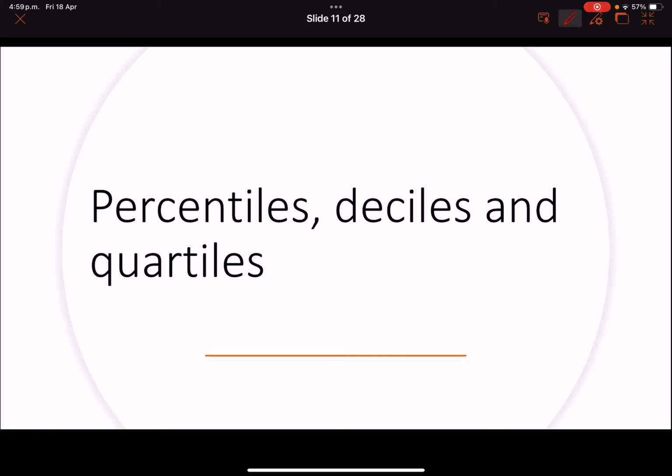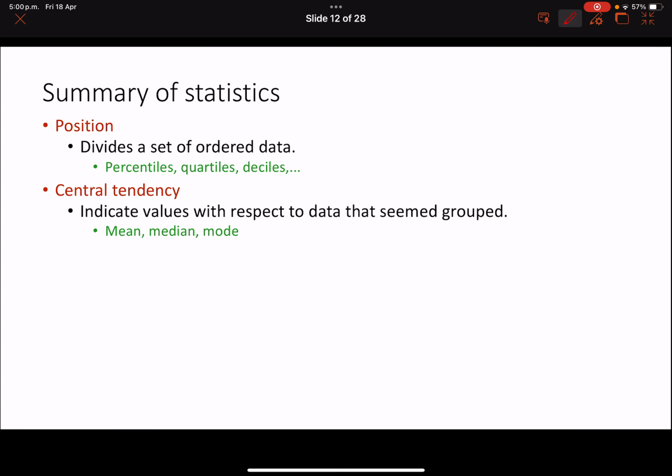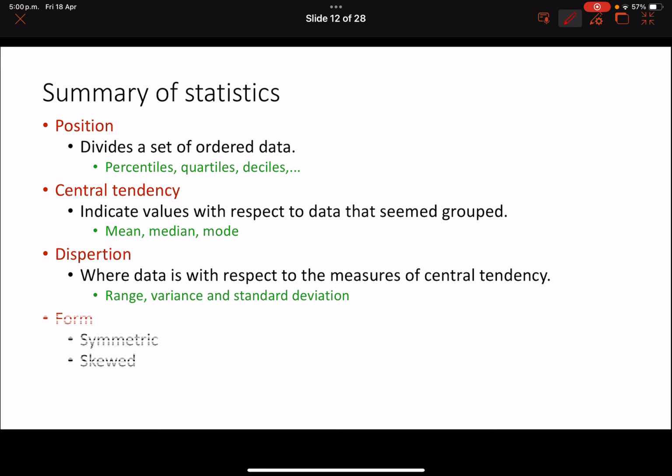In this next video, we're going to be talking about percentiles, deciles, and quartiles. These are measurements of where my data is within the total. So we have already seen position, central tendency, dispersion, and form. Position, which is what we're talking about today, is where we're going to see how I can divide a set of ordered data.